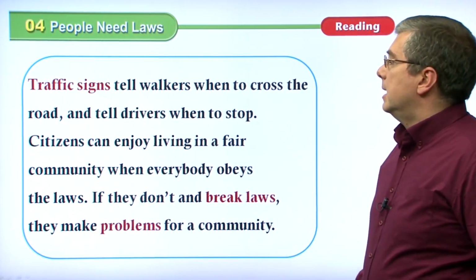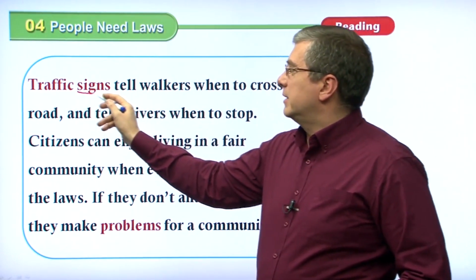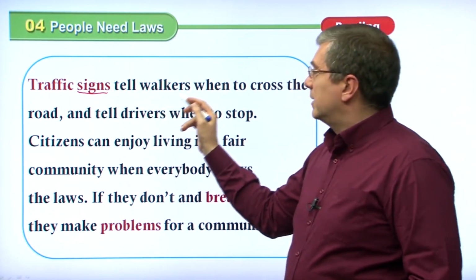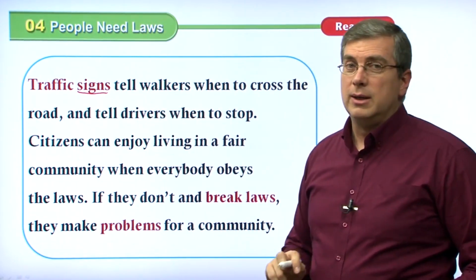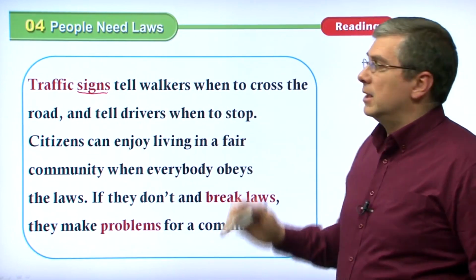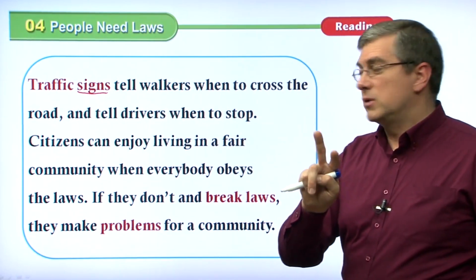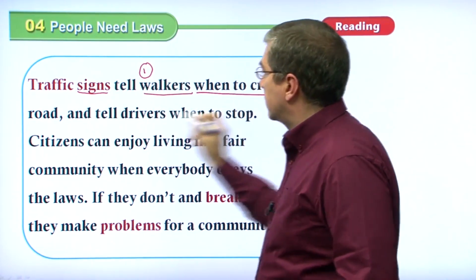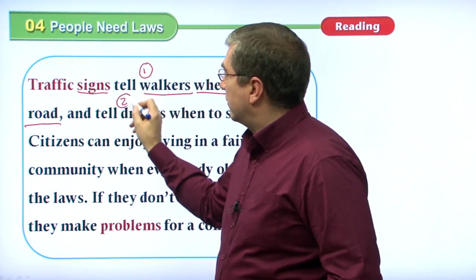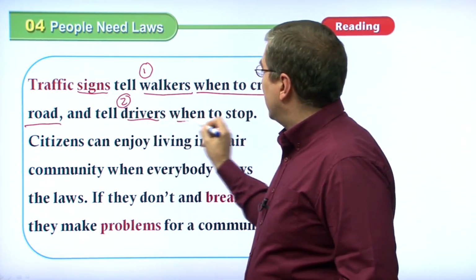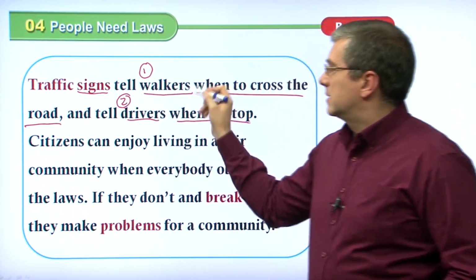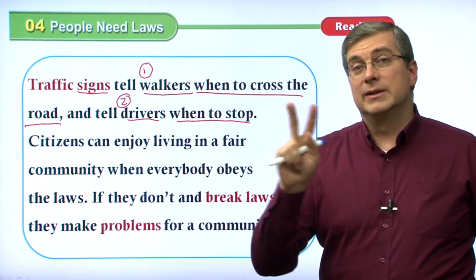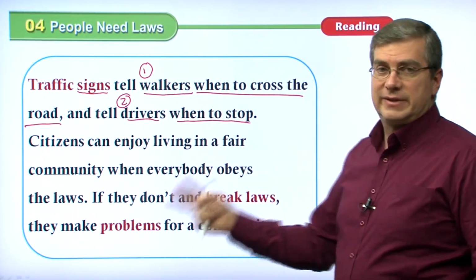Okay. Traffic signs. Okay, so we saw signs. Now we see a more specific type of sign. Traffic signs. Traffic signs tell walkers when to cross the road. They also tell drivers when to stop. So traffic signs here are telling people 2 things. One, they're telling walkers, that's the first one, when to cross the road. And 2, drivers, that's the second one, when to stop. So traffic signs tell different people different things. First, they tell walkers when to cross the road. Second, they tell drivers when to stop.